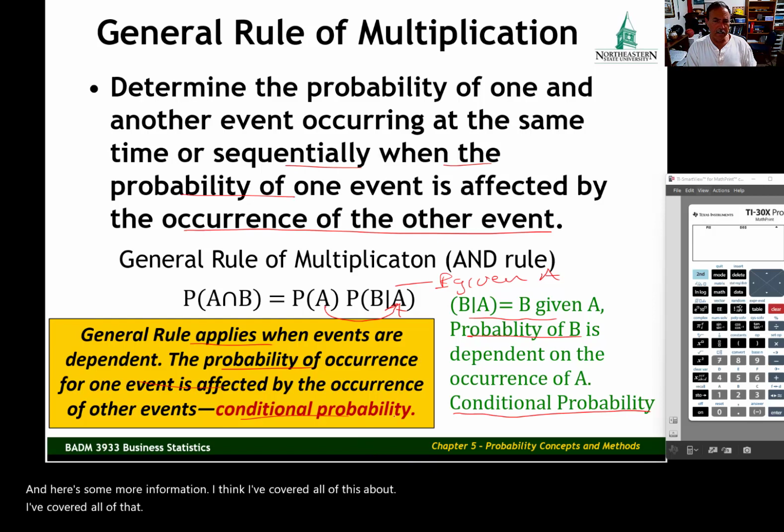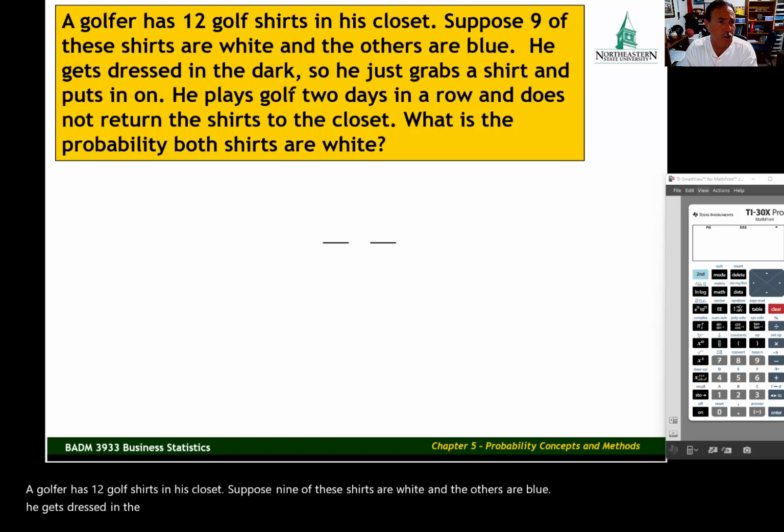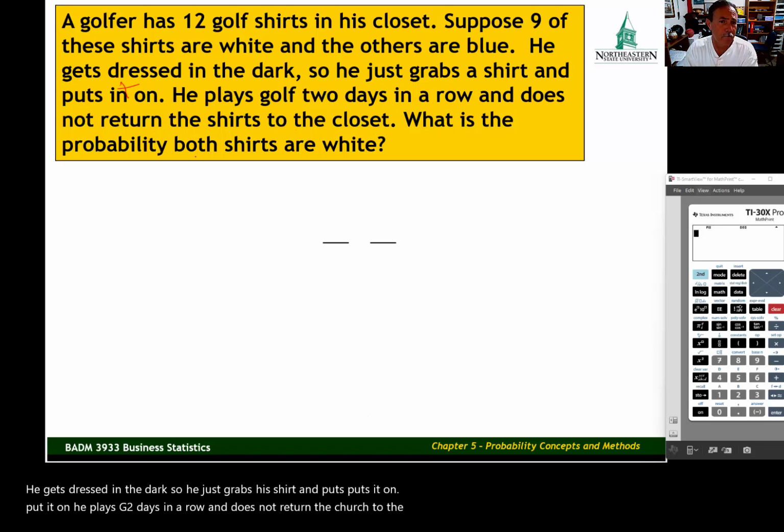Let's go ahead and look at an example. A golfer has 12 golf shirts in his closet. Suppose 9 of these shirts are white and the others are blue. He gets dressed in the dark, so he just grabs a shirt and puts it on. He plays golf 2 days in a row and does not return the shirts to the closet. What is the probability that both shirts are white?